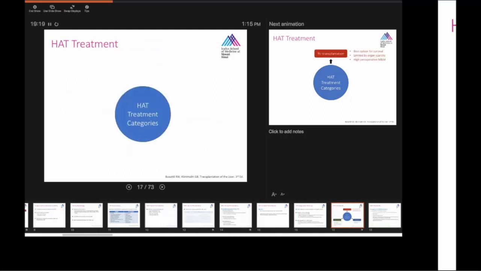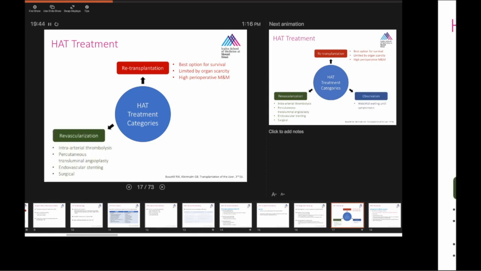Now, the way we treat HAT, I kind of lump into 3 general categories. The first one is retransplantation. This offers the best option for survival, but as we know, organs are scarce, and transplant has high perioperative morbidity and mortality. Which leads us to the second option, which is revascularization.